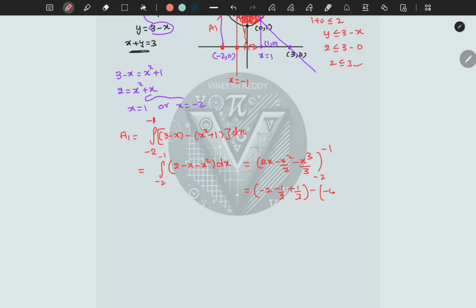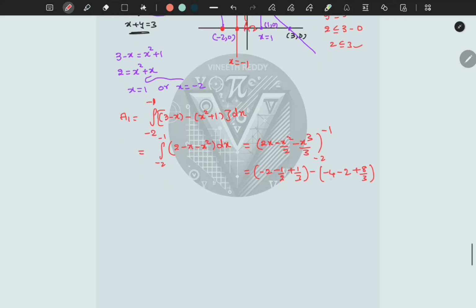We get 2 into -2 is -4. -2 whole square should be plus 4 divided by 2 is plus 2. So we get a -2 here because we have a minus sign. And then I think we get plus 8 by 3. So -4 -2 is -6. Minus is plus 6. Plus 6 minus 2 should be, I think, 4. And I think we are left with -1 by 2 plus 1 by 3 and minus 8 by 3. So this should result in 4 minus 1 by 2, and 1 minus 8 is -7 by 3.